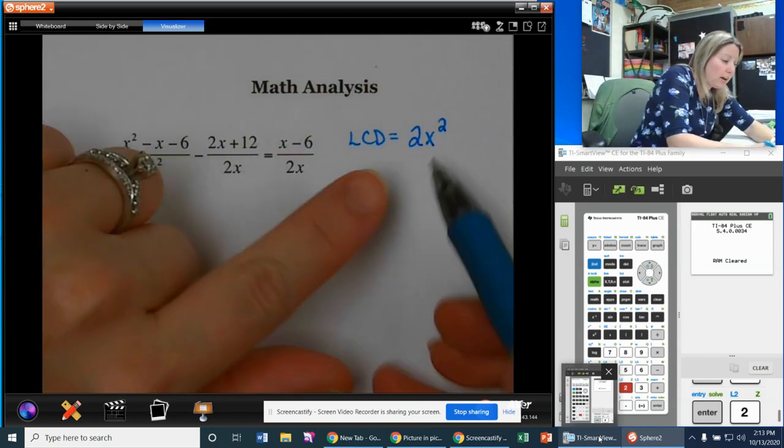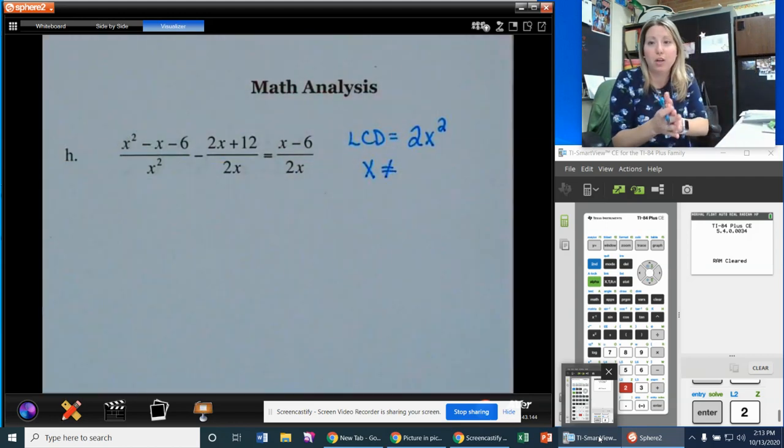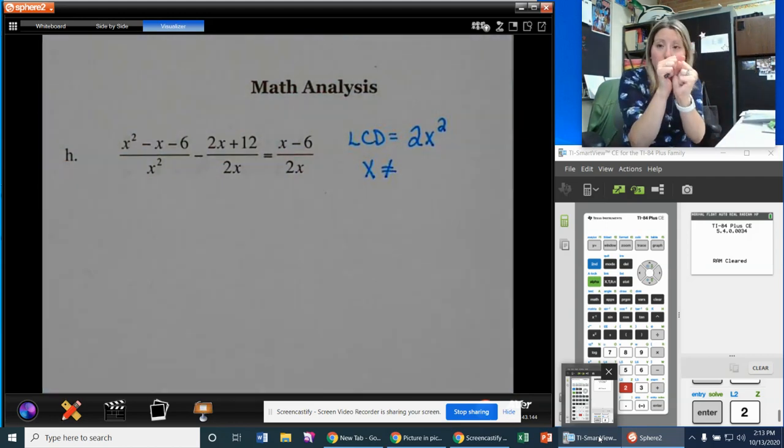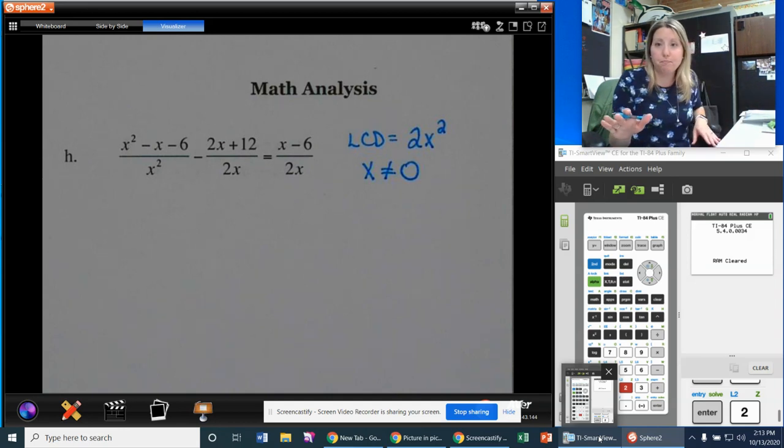Now, look at that LCD. We've got to know what x cannot be equal to. And if your LCD is one multiplied piece with no plus or minus signs between it, it's just that x cannot equal 0, and that's it.